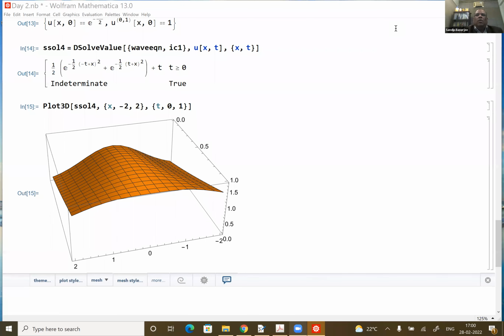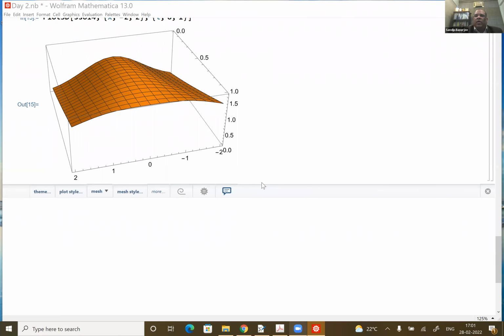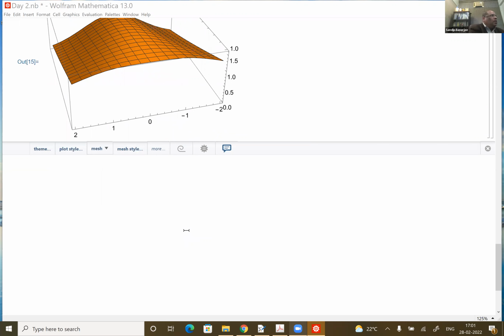Okay, let me now start this one. I will just give you the package thing. Say parameter estimation.